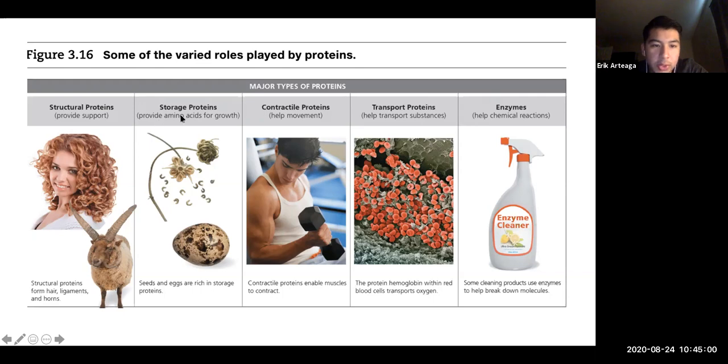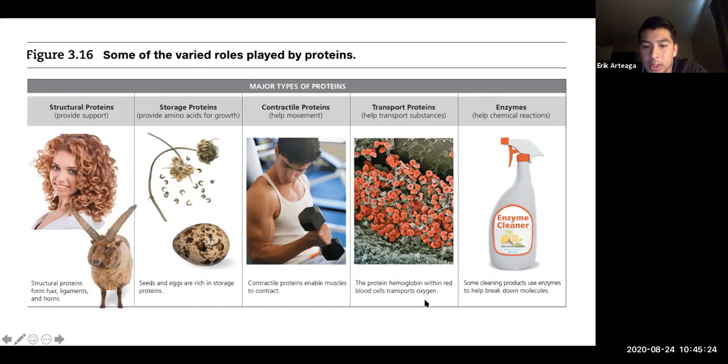So storage proteins provide amino acids for growth. Seeds and eggs are rich in storage, right? Albumin in eggs. Seeds have proteins, again, for storage. Contractile proteins, again, this is going to be your myosin and actin filaments in your muscles. Again, structural and contraction or movement in humans.